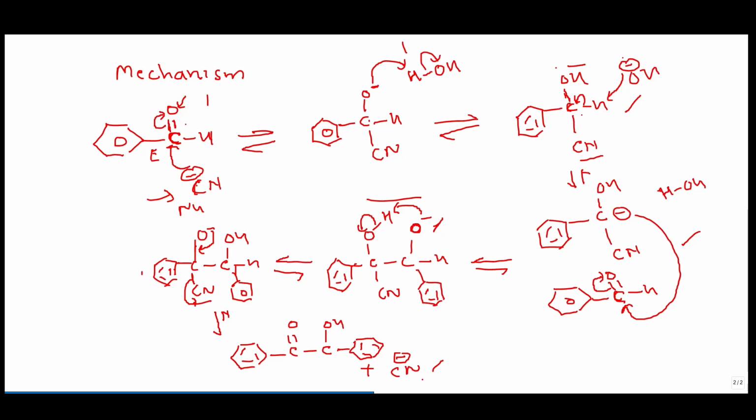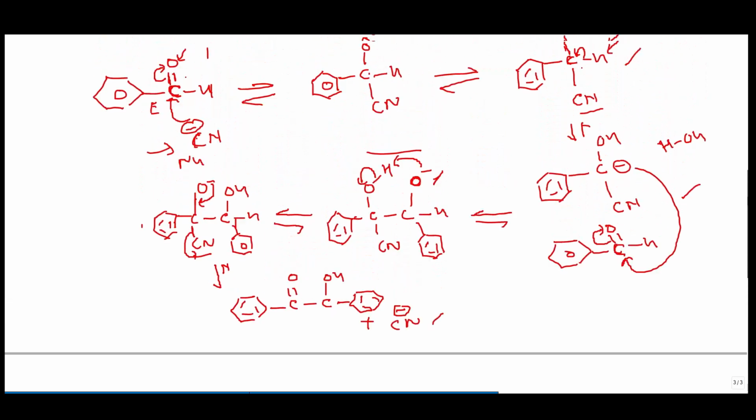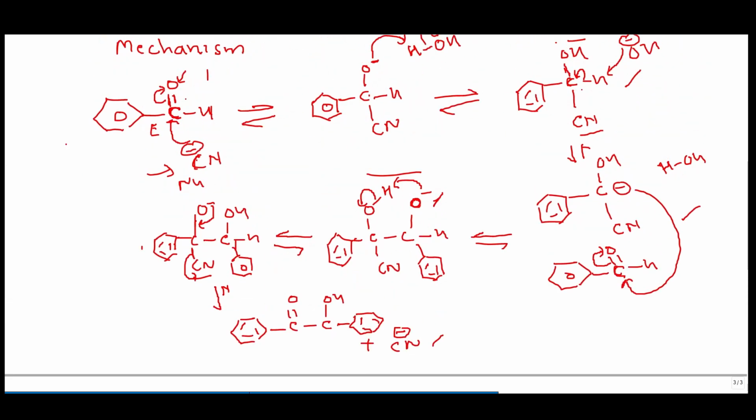Now, there are a few important things about this reaction. One is, if you look at this first step, the carbon atom, this carbon atom is attacked by the nucleophile cyanide ion, right. So, if you look at the benzene ring, you do not have any electron donating or electron withdrawing group. So, the cyanide ion is a good enough nucleophile to attack the carbonyl carbon.